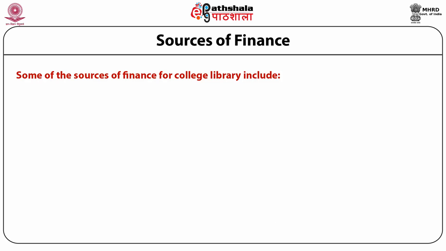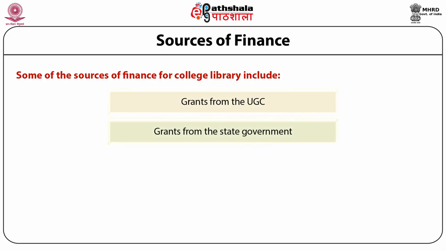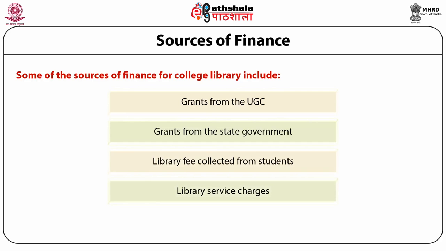Some of the sources of finance for college library include grants from the UGC from time to time, grants from the state government, library fee collected from students, library service charges, and miscellaneous charges levied by the college library from time to time.